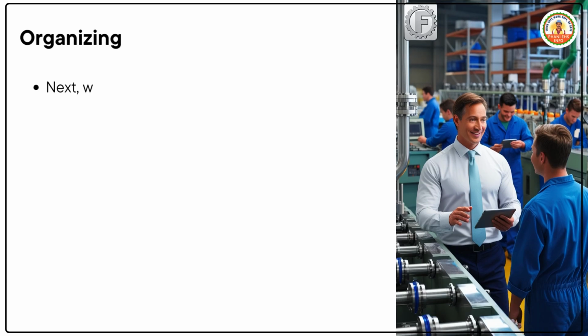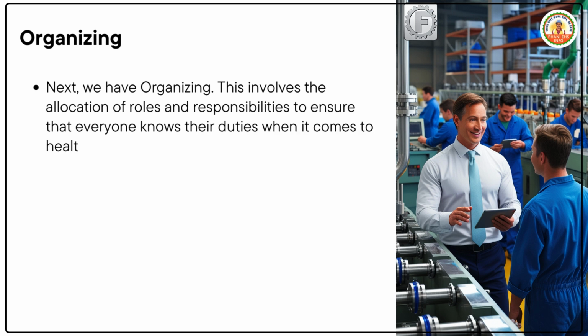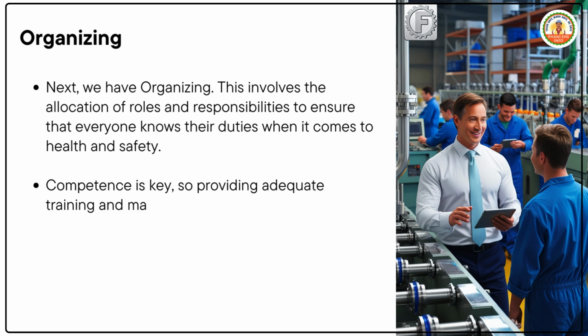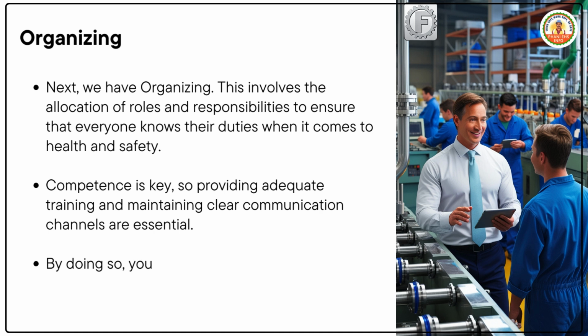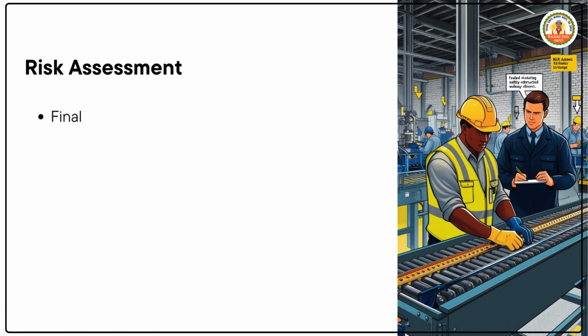Organizing. Next, we have organizing. This involves the allocation of roles and responsibilities to ensure that everyone knows their duties when it comes to health and safety. Competence is key, so providing adequate training and maintaining clear communication channels are essential. By doing so, you ensure that all personnel are well informed and capable of carrying out their health and safety responsibilities effectively.